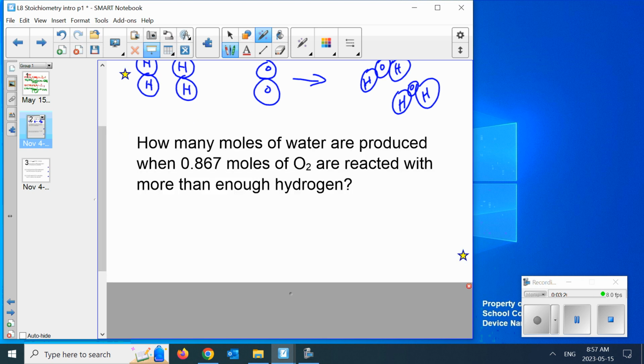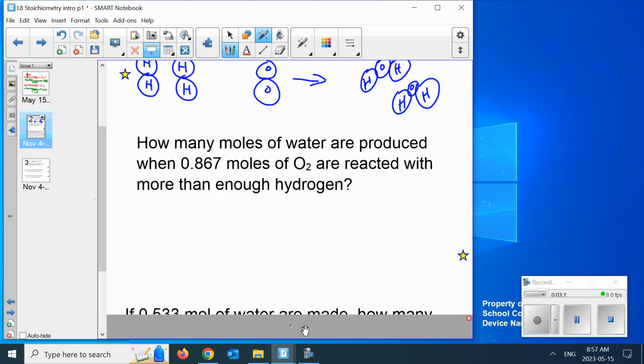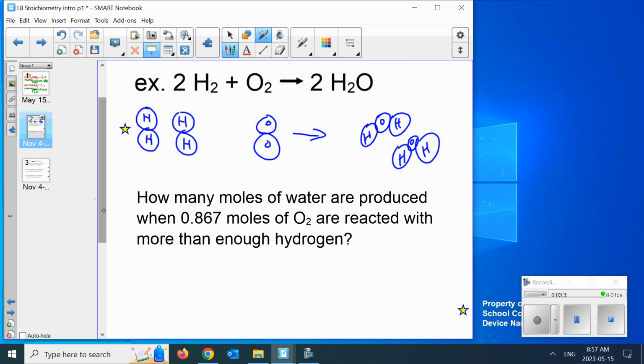So you have a question here that I'm going to go through. How many moles of water are produced when 0.867 moles of oxygen are reacted with more than enough hydrogen? You don't have to be in a 2-to-1 ratio. We're not worried about that. I'll say there's extra hydrogen. That's not the issue.